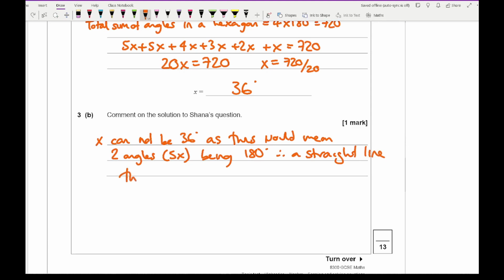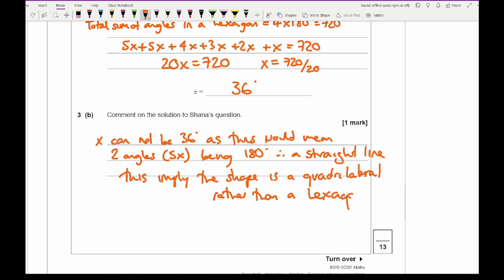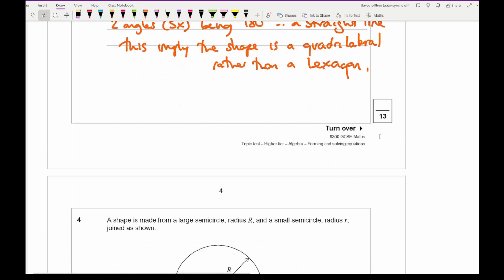This would imply the shape is a quadrilateral rather than a hexagon. So something along those lines would be good enough for that one single mark.